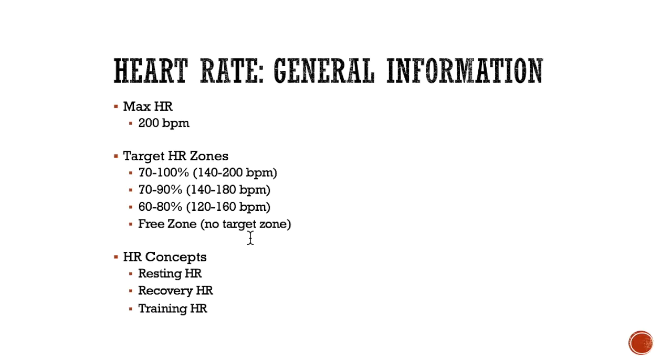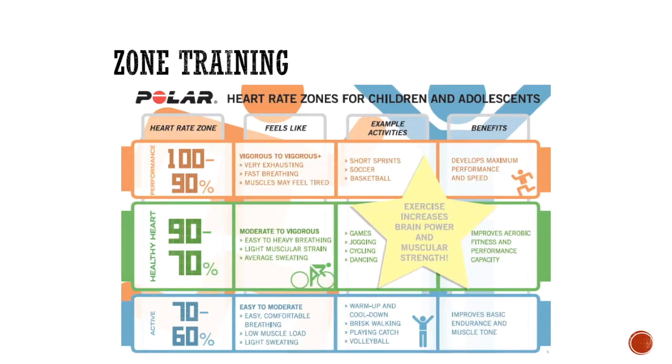And then training heart rate is like a target heart rate for what you want to train at. So you could be training for a half marathon, but your goal is to keep a training heart rate of 75% of your max. So you're never going to go above 75% when you're training.